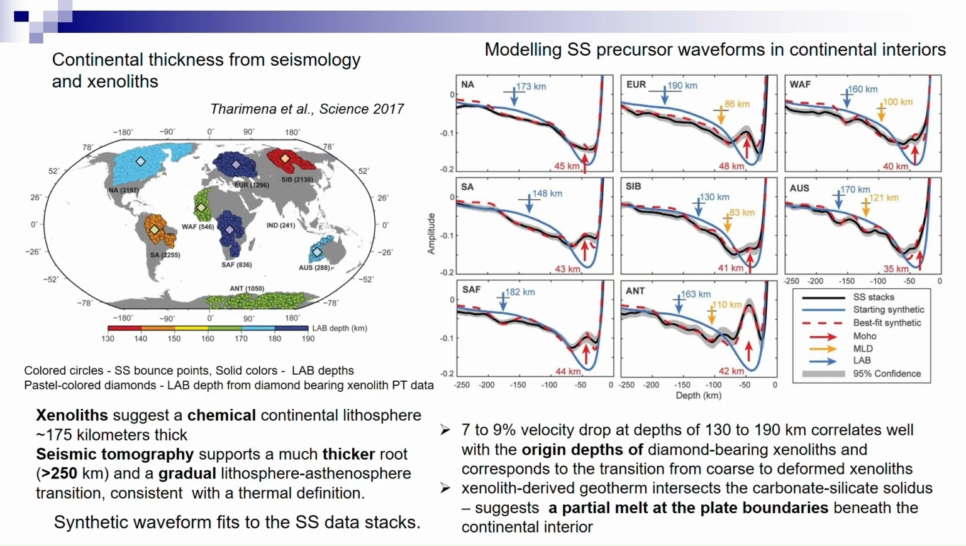This slide compares continental thickness from seismology, SS modeling, and from diamond-bearing xenoliths PT data. The xenoliths suggest a chemical continental lithosphere at approximately 175 kilometers, whereas seismic tomography supports a much thicker root, more than 250 kilometers, and a gradual lithosphere-asthenosphere transition consistent with a thermal definition.